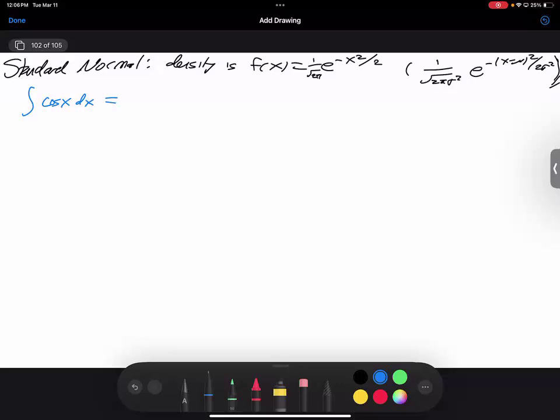What is it? Sine of x. And how do I compute the sine of x? Well, I'm saying, okay, so I want to calculate the sine of 1.37.